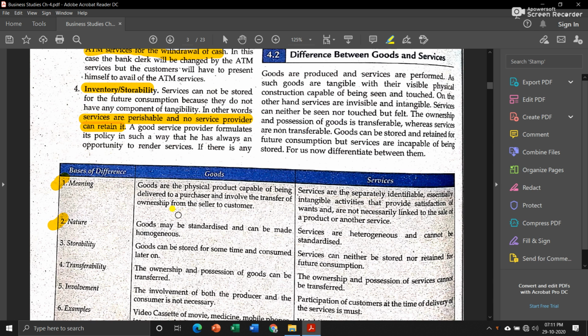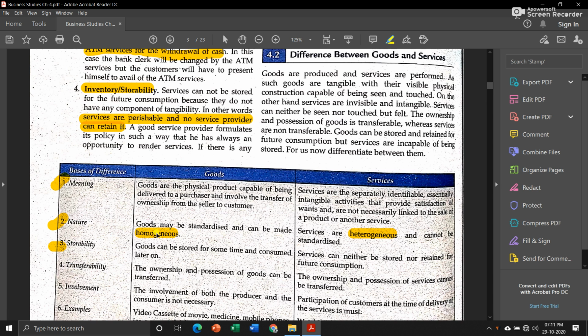The next is nature. Goods may be standardized, means you can provide standards to goods and they can be made homogeneous, means you can find similar types of goods, exactly the same goods. But services are heterogeneous, means they are different in nature because they cannot be standardized, means you cannot put standards on services, and services provided to one person are different from the services provided to another person.